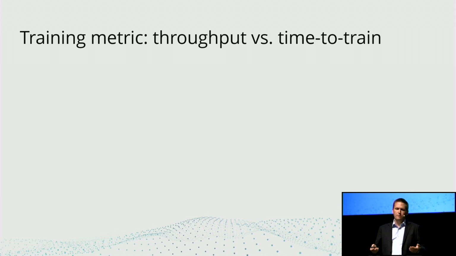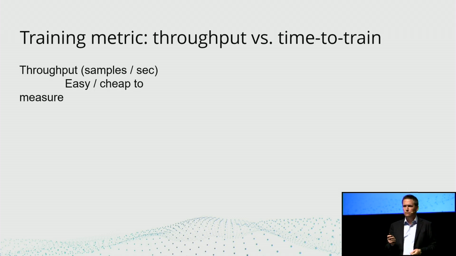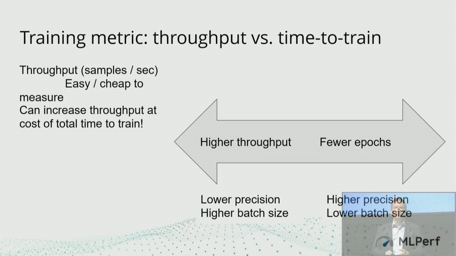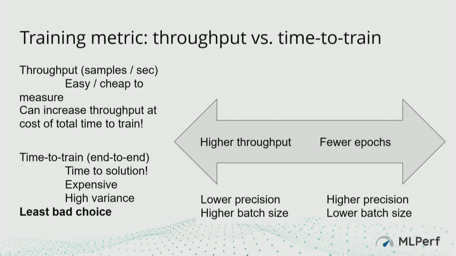So we have our models, our tasks. What metric are we going to measure? And there are 2 obvious ones in ML. One is throughput. The other is time to train. So throughput has some advantages. It's easy and cheap to measure. But you can increase throughput at the cost of total time to train. For instance, lower precision or higher batch size will make your throughput better, but they may increase your total time to solution, which is what the user really cares about at the end of the day.